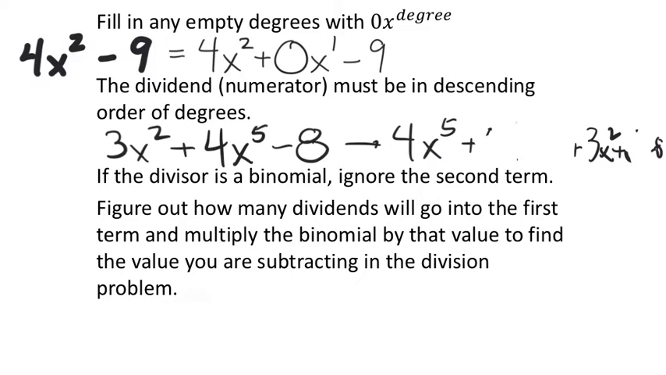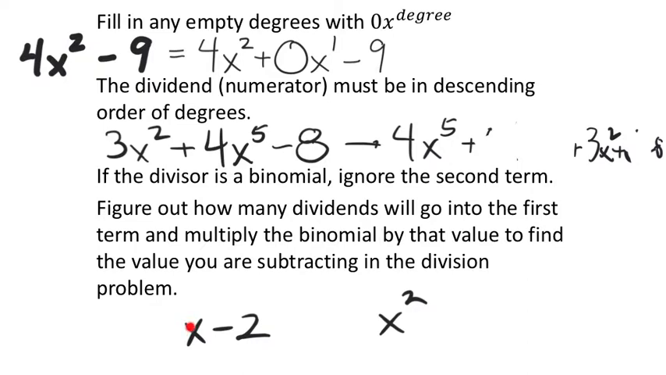So if the divisor is a binomial, ignore the second term. Figure out how many dividends will go into the first term and multiply the binomial by that value. What we're trying to do here is see how many of something goes into something else. That's what division is. But in the binomial, we don't really care about the second term. So like a binomial we've seen before, x minus 2, right? If I'm looking to see how many of these go into x squared, I really don't care about the minus 2. I just care about the x. So the first term, that's all you're concerned about. We do work with the second term, but the first term is really all that we're trying to get, essentially to match with whatever this term is, right?